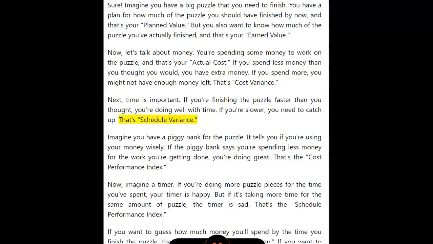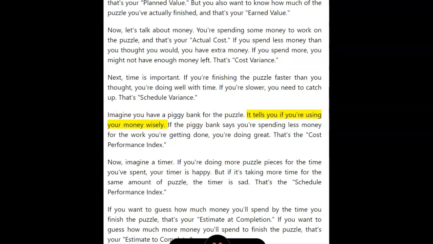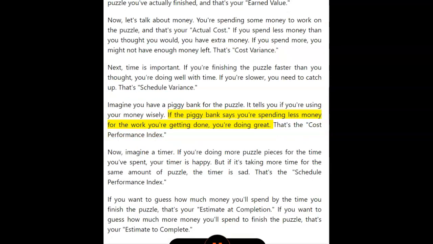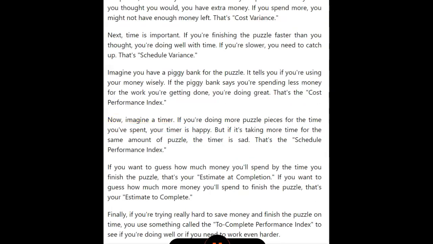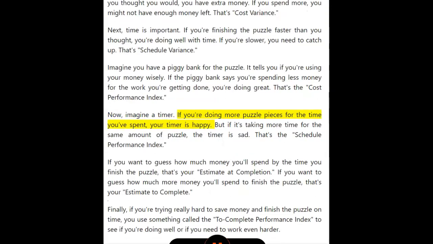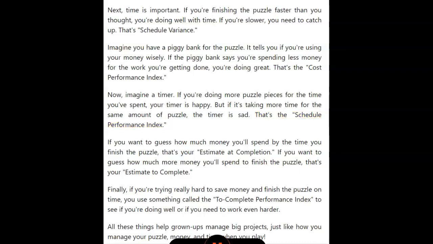That's schedule variance. Imagine you have a piggy bank for the puzzle. It tells you if you're using your money wisely. If the piggy bank says you're spending less money for the work you're getting done, you're doing great. That's the cost performance index. Now, imagine a timer. If you're doing more puzzle pieces for the time you spent, your timer is happy. But if it's taking more time for the same amount of puzzle, the timer is sad. That's the schedule performance index.